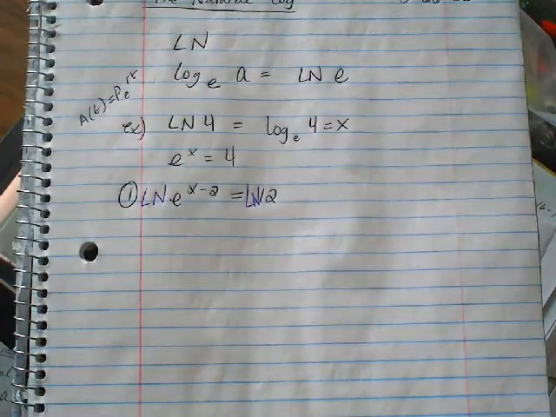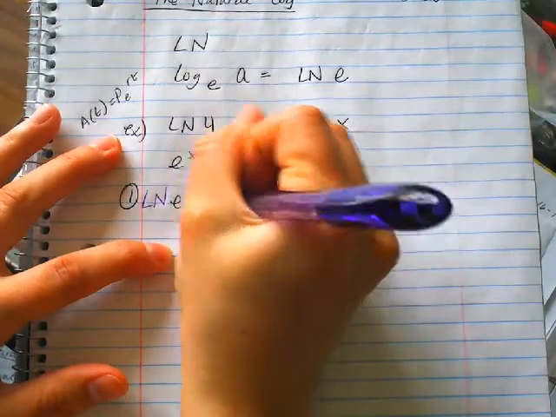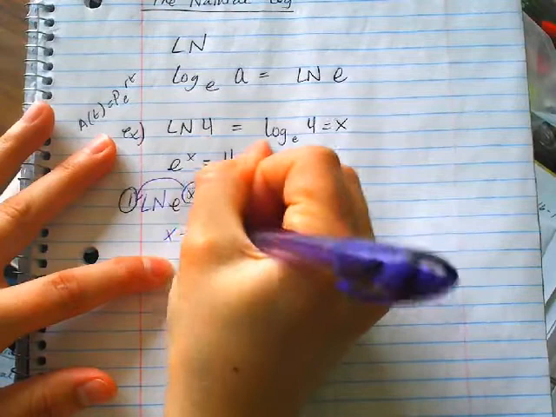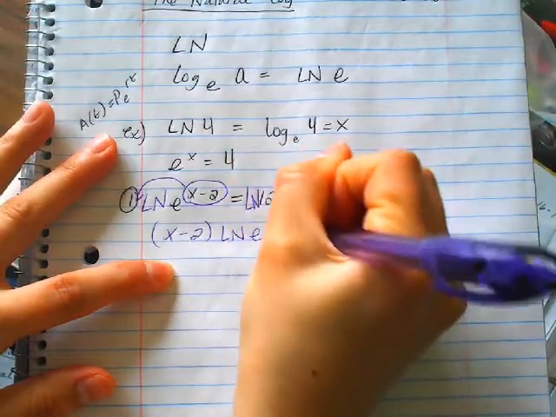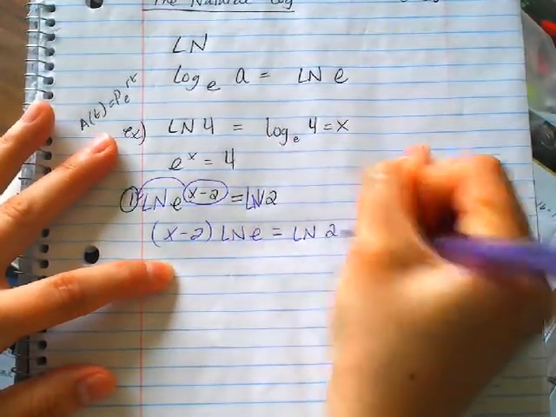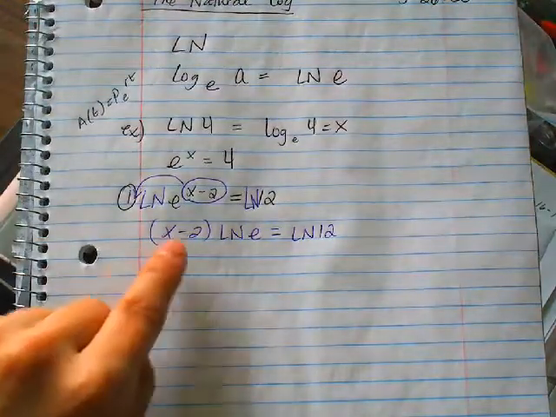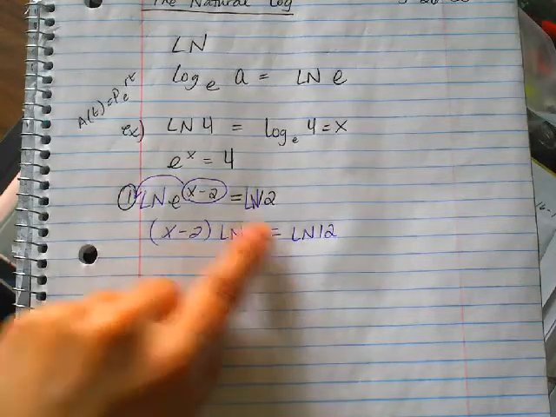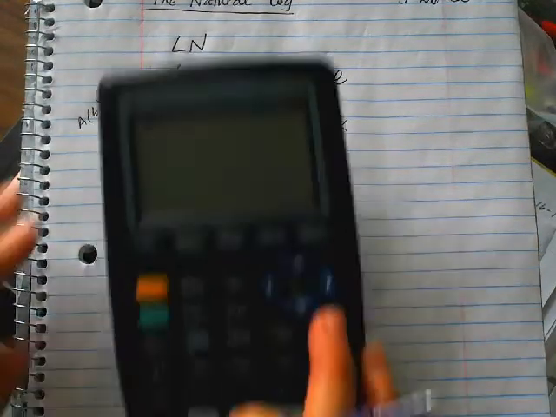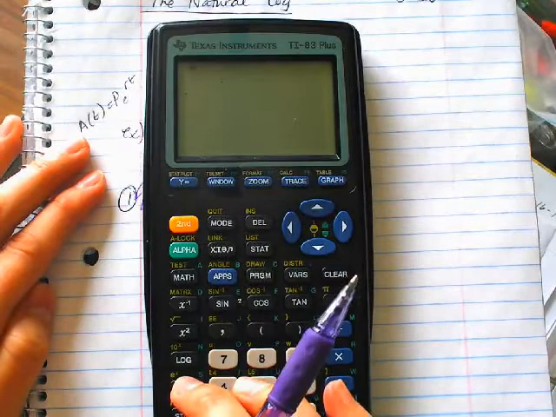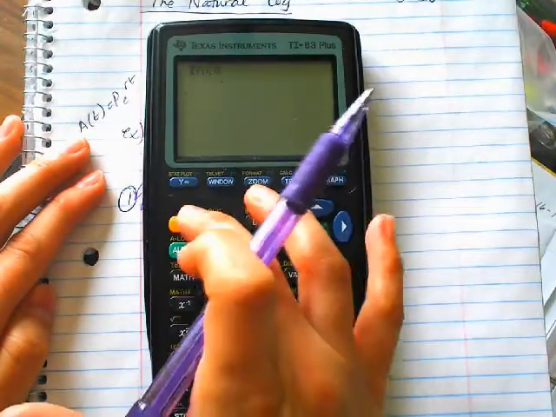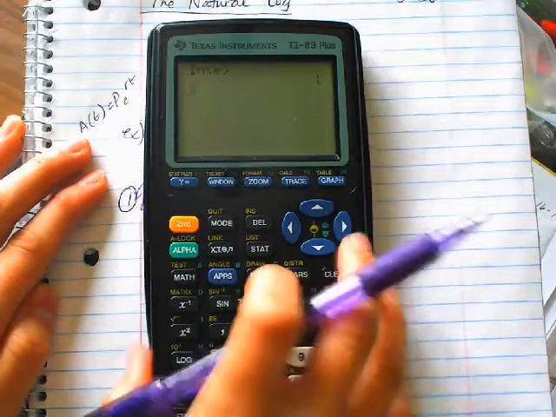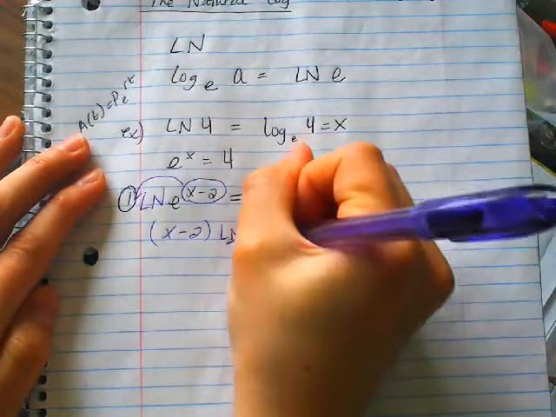And then my rules of logarithms still apply here. So I can pull that exponent out front, and it becomes the coefficient of my problem. So we've got x minus 2 times the natural log of e equals the natural log of 12. So the natural log of e, those two things are actually inverse operations of each other. So if we were to take the natural log of e, it would be equal to 1. They undo one another. So natural log of e is equivalent to 1.